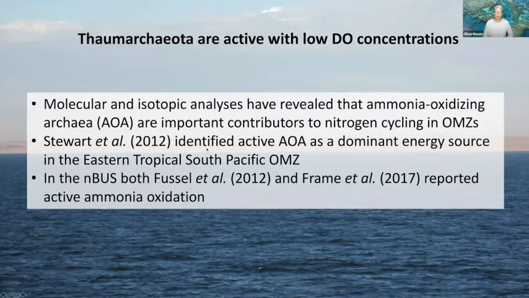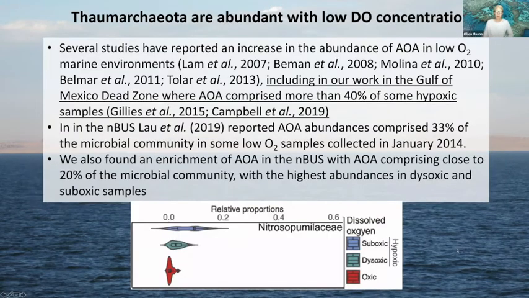So in 2012, these AOA were identified as being one of the dominant energy sources in the Eastern Tropical South Pacific OMZ. And in the NBUS, there have been a couple of studies that reported active ammonia oxidation, and if I remember correctly, these were attributed to Thaumarchaeota. They're also abundant when there are low oxygen concentrations in the water column. There are numerous studies that have shown an increase in the abundance of AOA when oxygen is low.